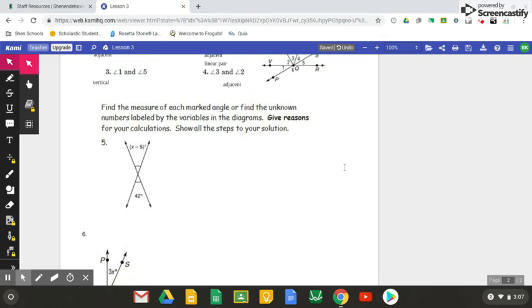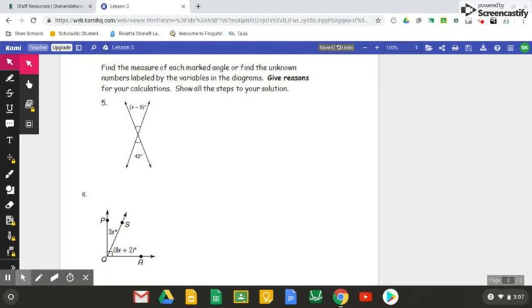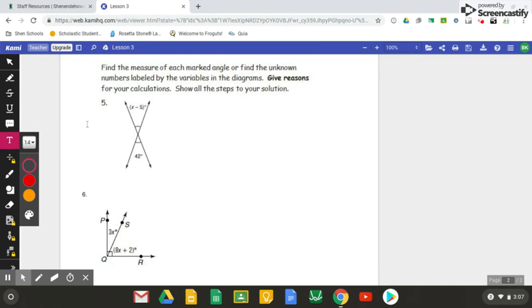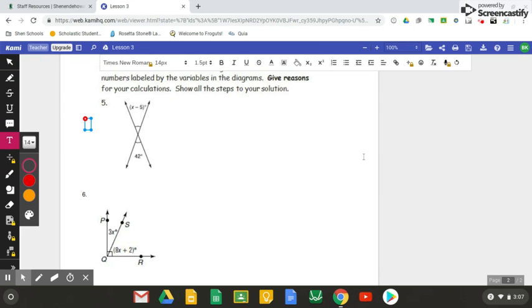So we got 5, 6, and 7. All right. Find the measure of each marked angle or find the unknown numbers labeled by the variables in the diagram. Give reasons for your calculations. So what does reasons mean? That means tell me what relationship you're looking at. So for example, number 5, I'm thinking, okay, hey, these angles are vertical. So I'm going to write that right now. I got vertical angles, and I know they are equal.